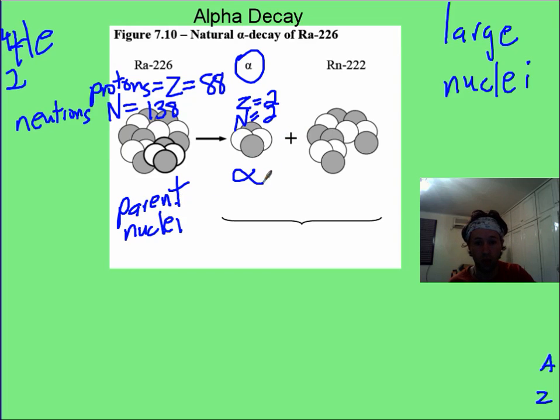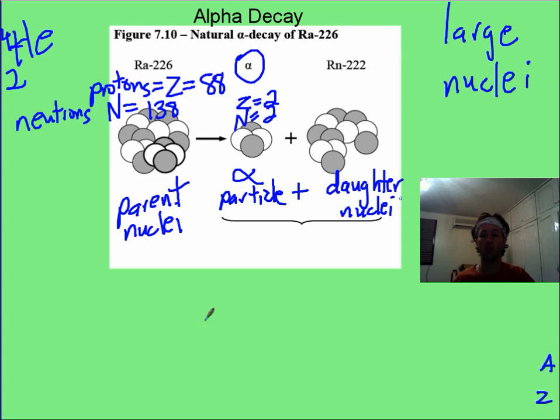Then you've got your alpha particle, and then this thing that's left over, that's called our daughter nuclei. You always have parents and you have daughters.